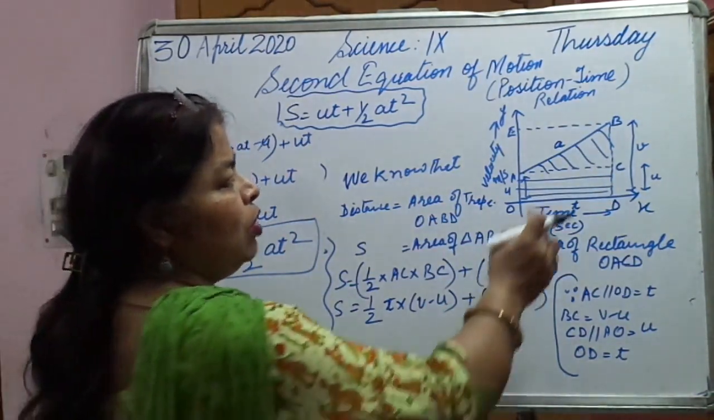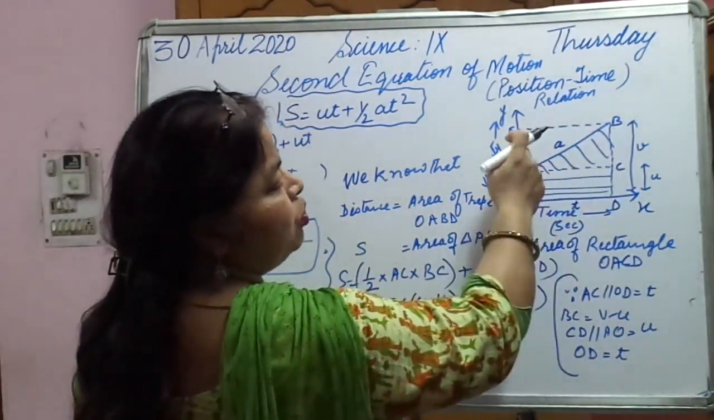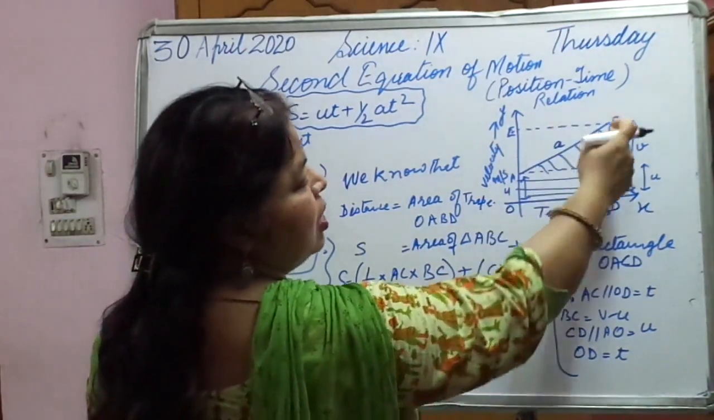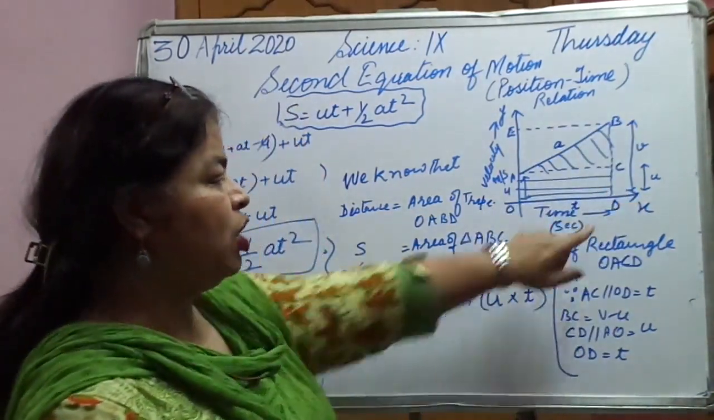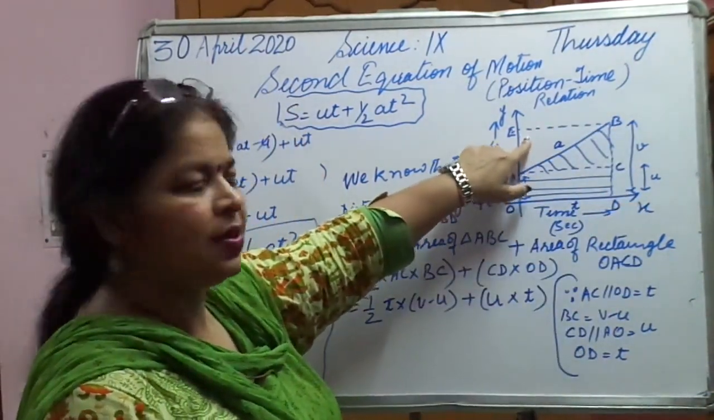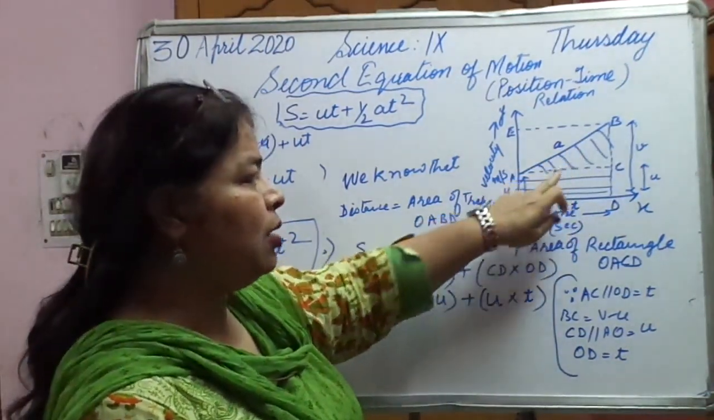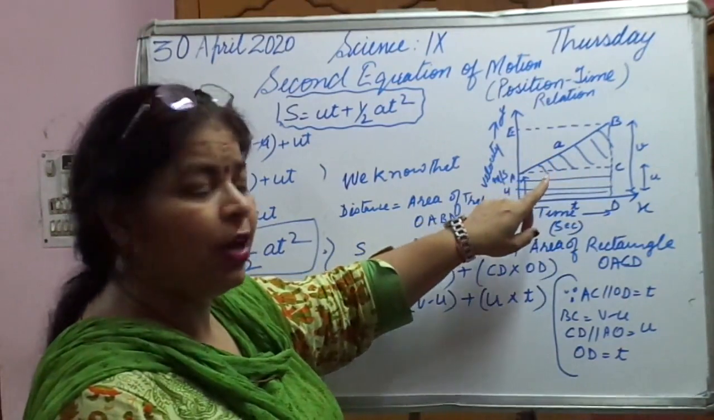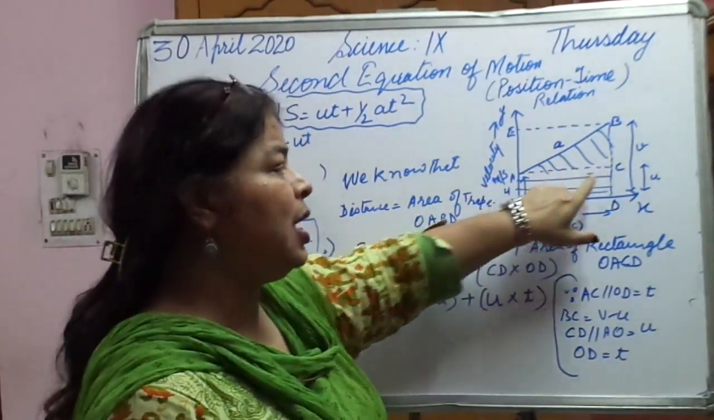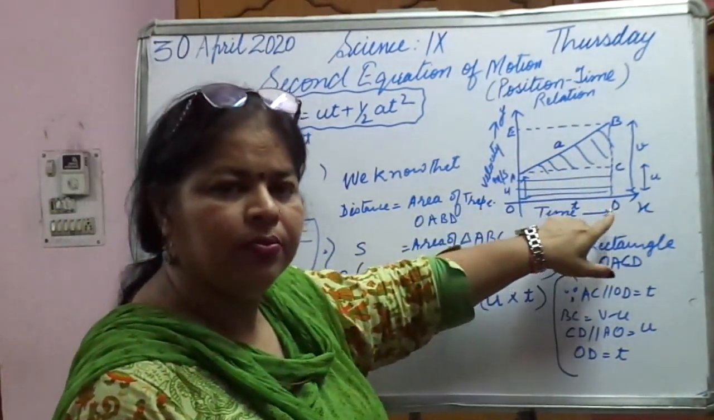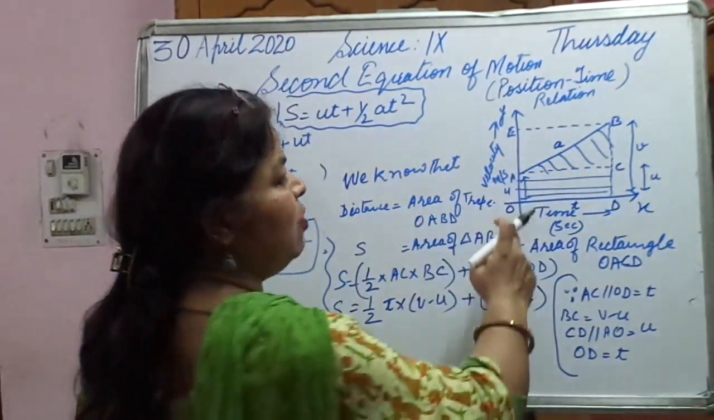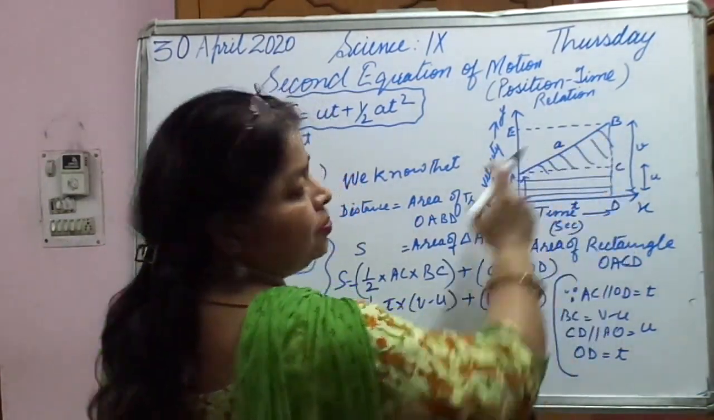So what can we do for this? We are going to draw perpendiculars BD on the x-axis and BE on the y-axis. In this way we get a closed figure. And one more construction that we are doing: we are drawing AC parallel to OD. So here we have one trapezium.